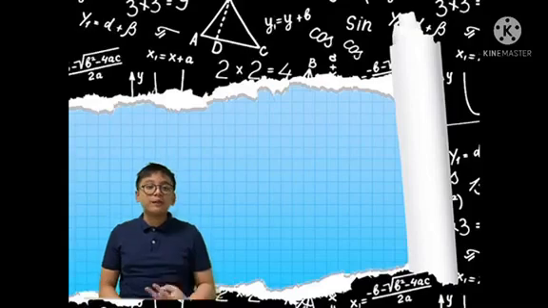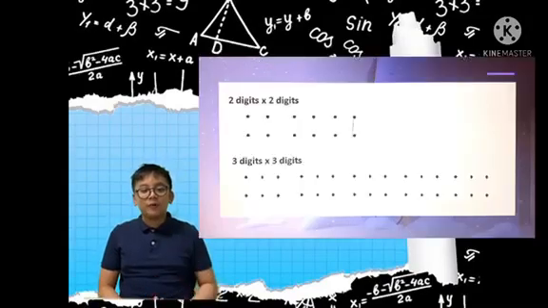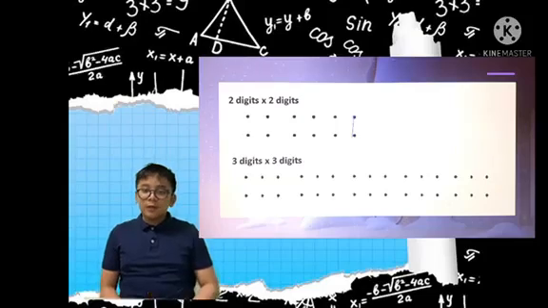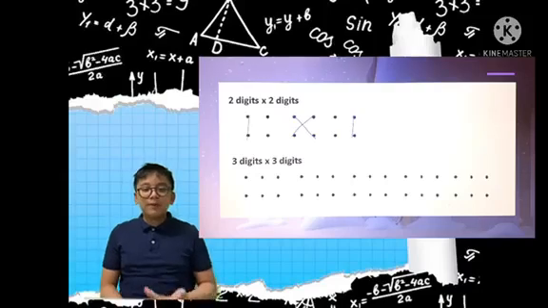So we have a 2-digit by 2-digit number. To get the ones, we're multiplying the 2 ones. Then to get the tens numbers, we multiply the ones by the tens and the tens by the ones. Then to get the hundreds number, we're going to multiply tens by the tens number.